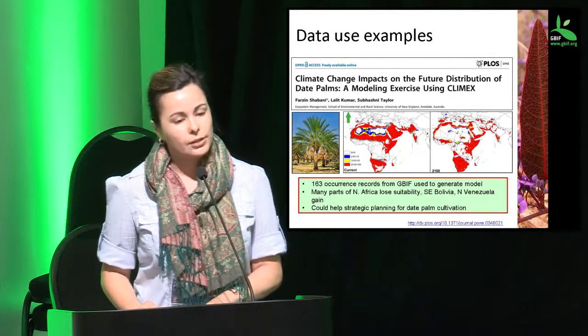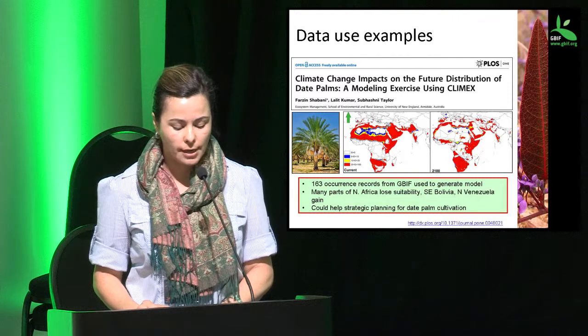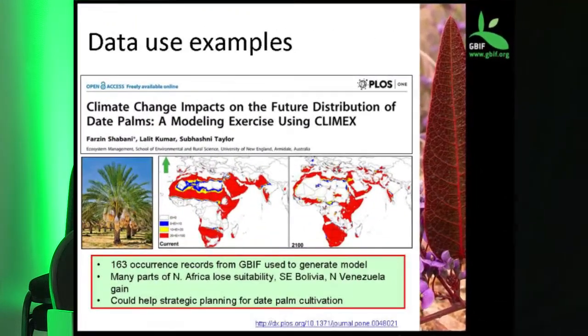In this example of research by a team from Australia, they used data accessed through GBIF to model changes in the areas likely to be suitable for cultivating date palms, according to various future scenarios of climate change. After filtering from a total of 583 records for the species, 163 occurrence locations were downloaded via GBIF and then supplemented with 49 records from literature review to model the potential distribution of the date palm based on current and projected future conditions of climate, temperature and moisture.